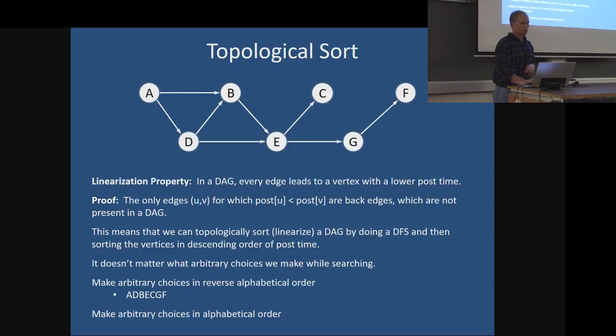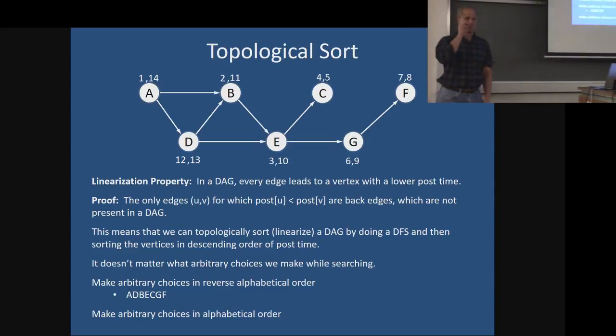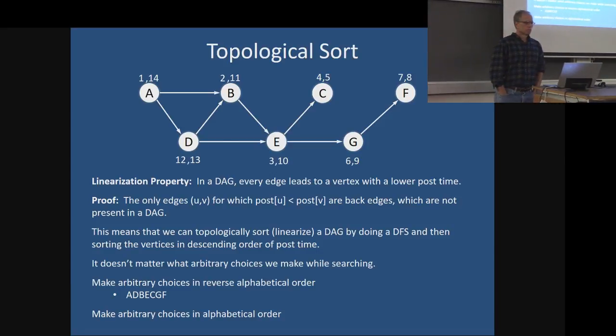And we can do it in a different order. We can make our arbitrary choices a different way. The pre and post numbers are different, but still every edge leads from a higher post time to a lower post time. So how do you find the final linearization? Do you just look for the highest post time? Well, you basically sort the vertices by post time in descending order. So you just associate the post time with the vertex and sort in descending order.